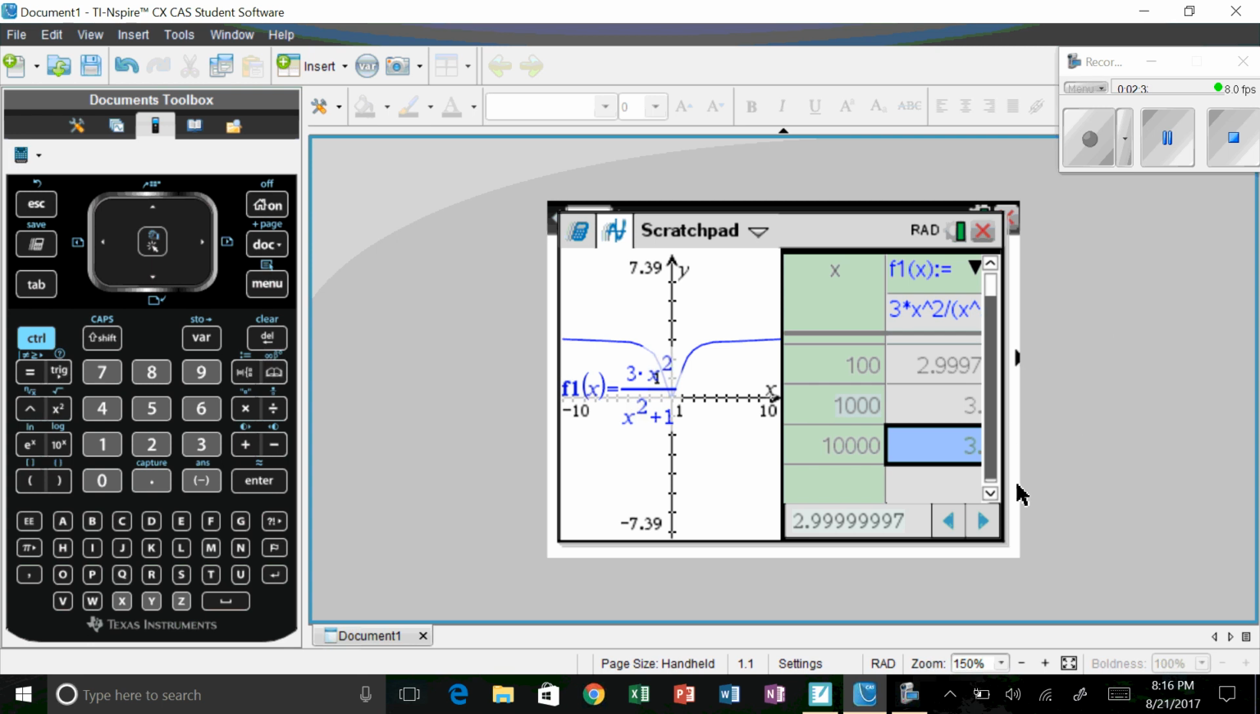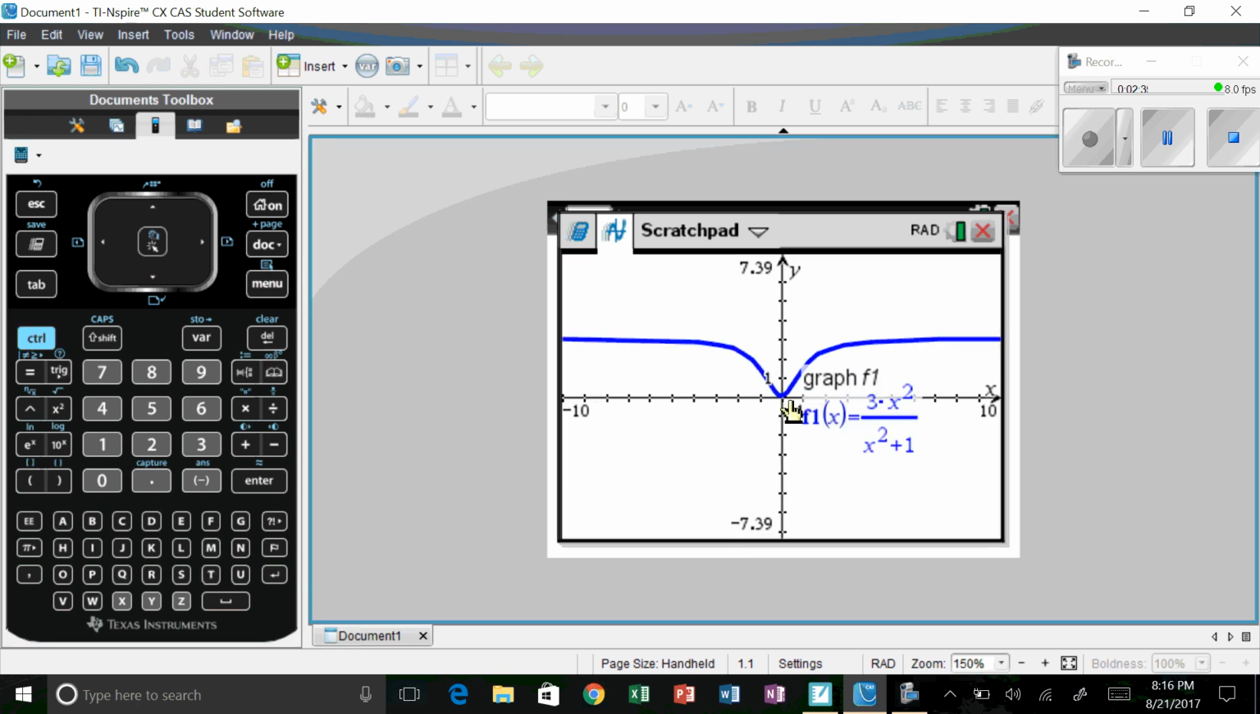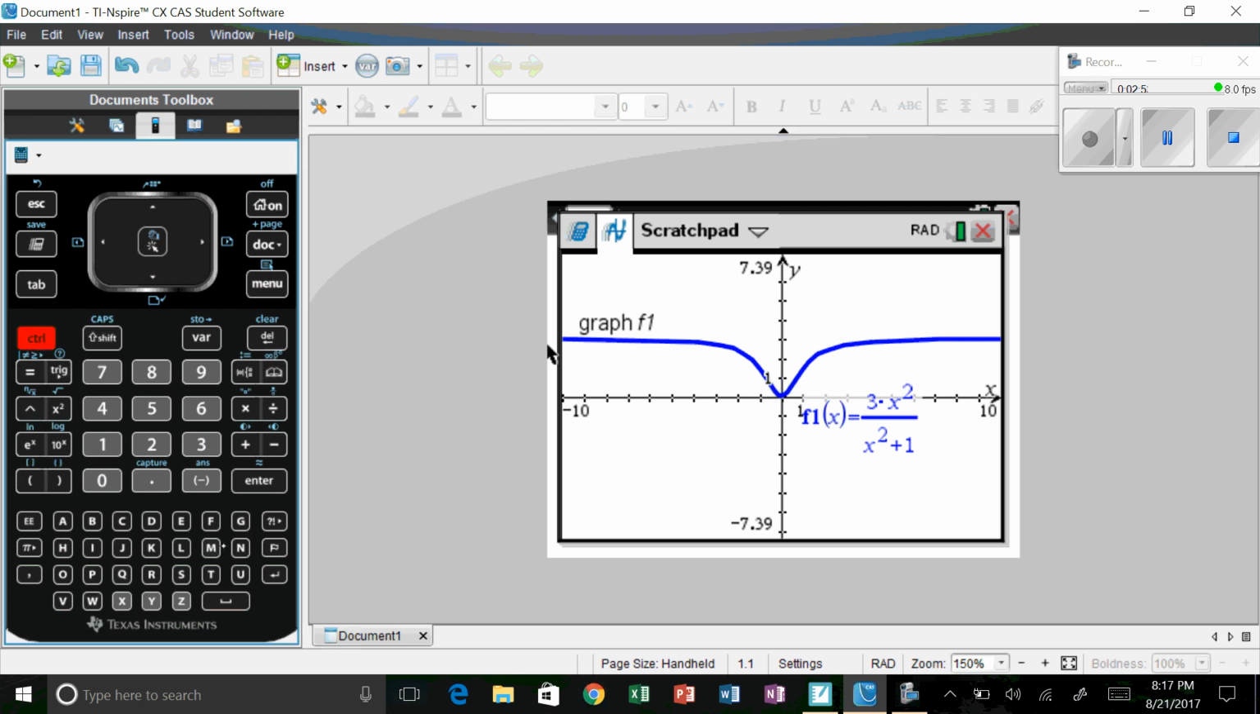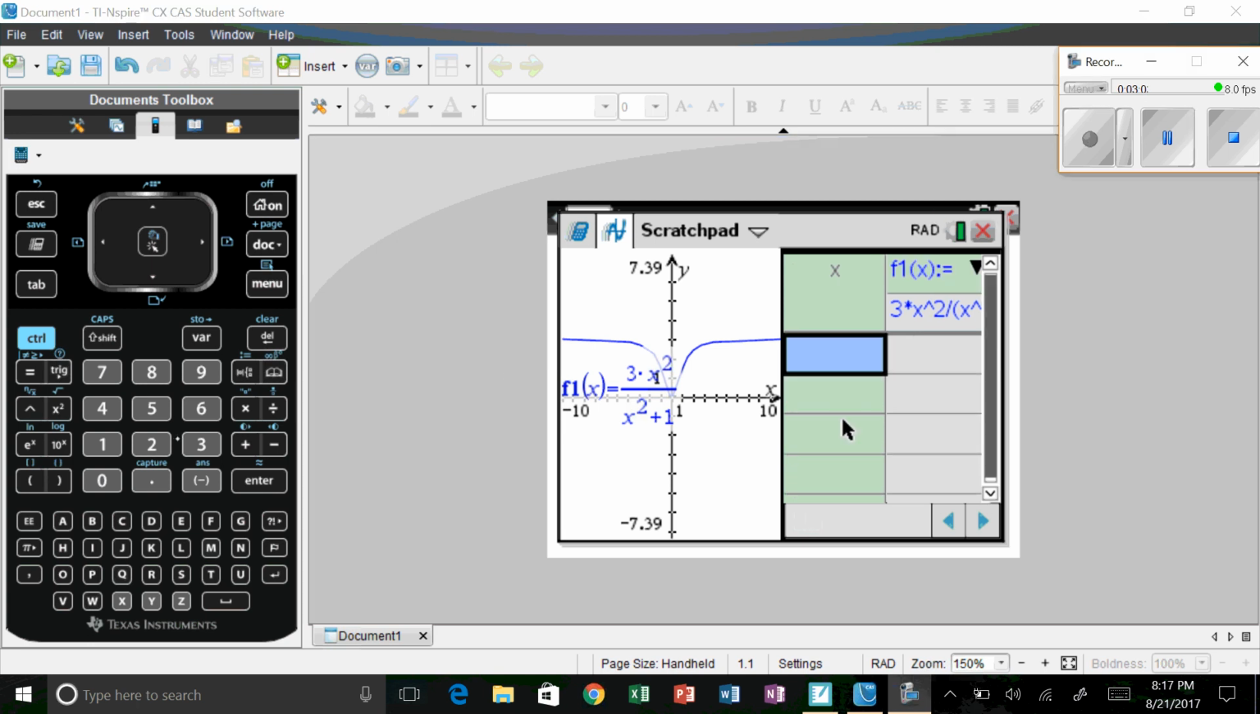Now, what about the other direction? As x goes off to the left, that would be x decreasing without bound, or x approaching negative infinity. Now, by symmetry, it seems that we should have the same limit. Let's see if we can verify that using the table. I'm going to have to switch it back over to Ask again. Now I can enter in negative values.